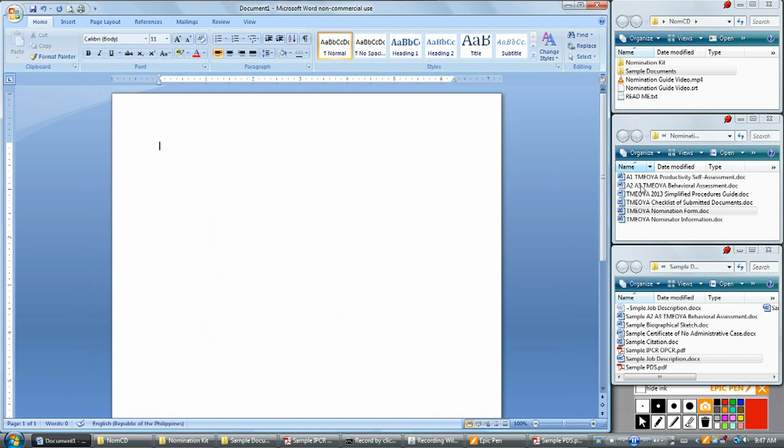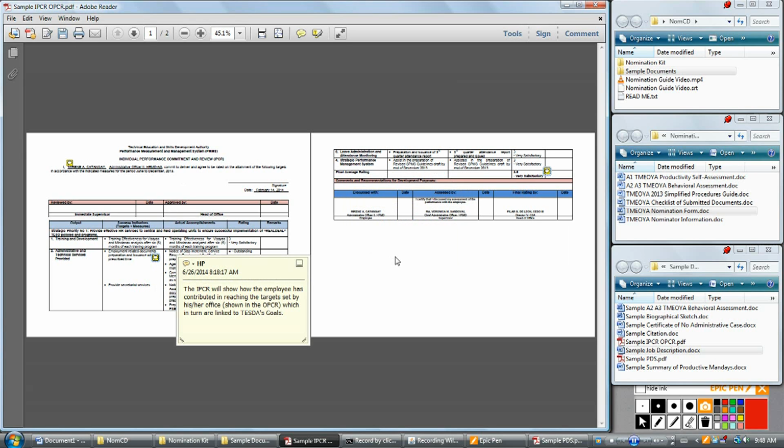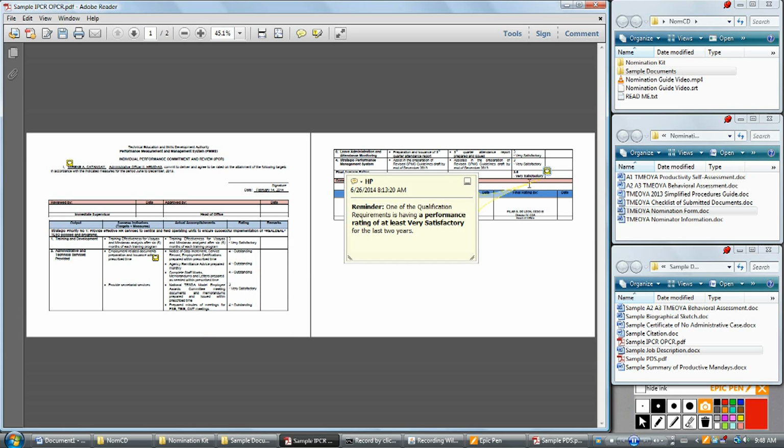The OPCR and the IPCR for years 2012 and 2013 should be included in the nomination folder. These will serve as reference to how the nominee's physical accomplishments have significantly contributed to the achievement of the performance goals and targets of his or her operating unit for the year in review, and to see the consistency of the nominee's desirable performance. These will also be used to check what is written in the Model Employee Self-Assessment Forms.